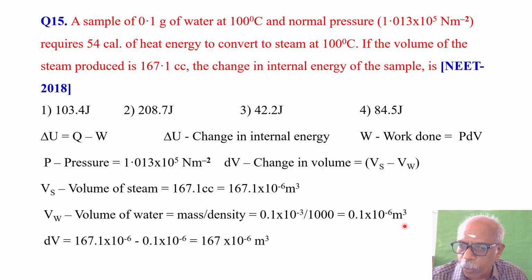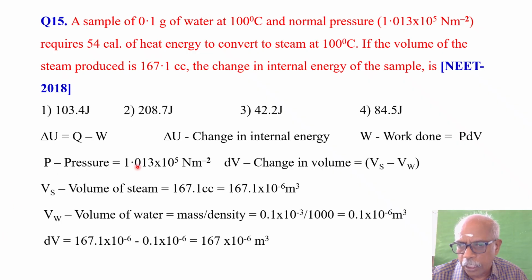So then what is change in volume? Vs minus Vw. dV is equal to, what is Vs? 167.1 into 10 power minus 6 meter cube. What is Vw? 0.1 into 10 power minus 6 meter cube. That is all we have to find. So we only subtract this 0.1. That is equal to 167 into 10 power minus 6 meter cube. That's all, the value of dV.